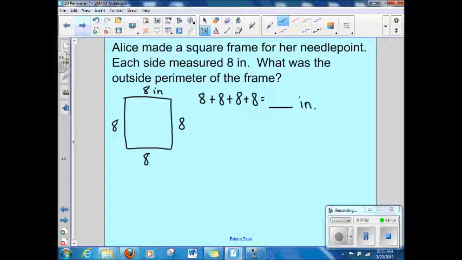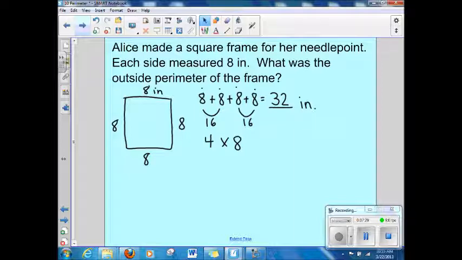Hey, you know what? I could add 16 because I know 8 and 8 is 16, and you know I said I love those doubles. I can add those, but there's another way that we've learned, and it makes it a little bit faster. If you know some multiplication, there's 1, 2, 3, 4 groups of 8. Oh, maybe I could just multiply 4 times 8. Certainly I can, and that would be 32 inches. Alice's frame had an outside perimeter of 32 inches.